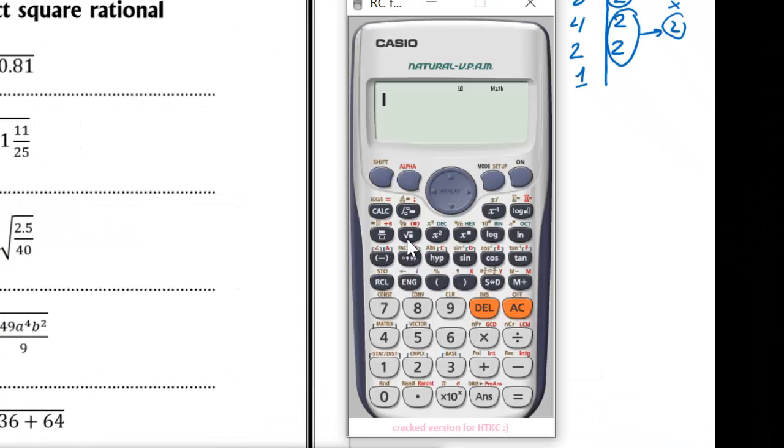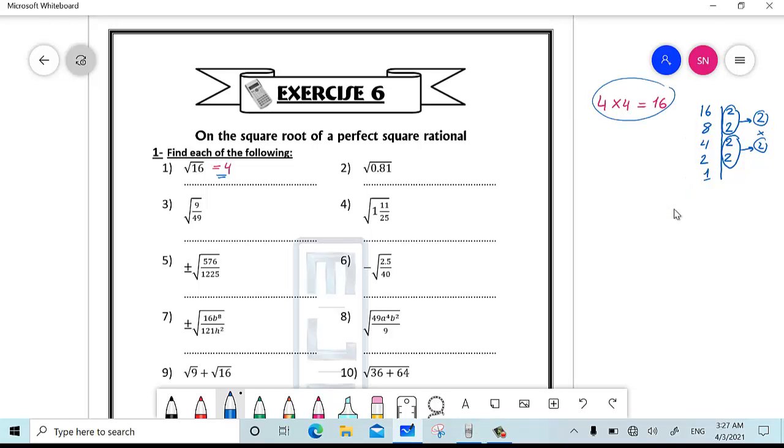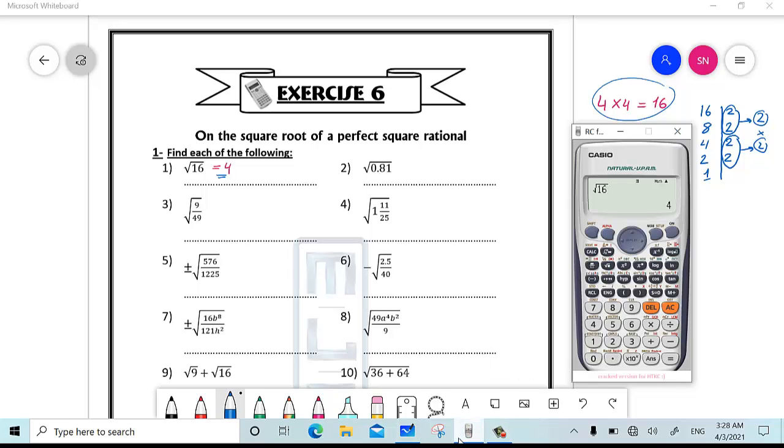Or we can find it using our calculator, and let's go and see. Here is the sign of the square root, so I'm going to press on it on the calculator and write 16, press equal, and here is the answer 4. So again, we can find it using that I know that 4 by 4 is equal to 16, or I can use the prime factorization and take from each 2 1, or I can use my calculator to find the answer simply by using the square root symbol. Press on it, write the number, which is 16, and equal.